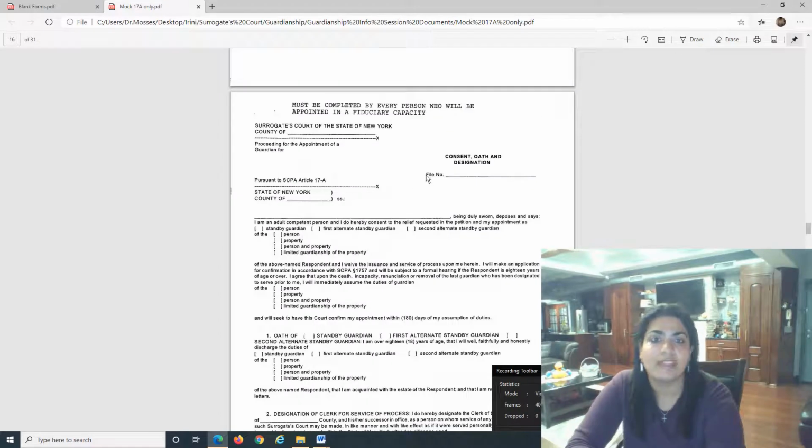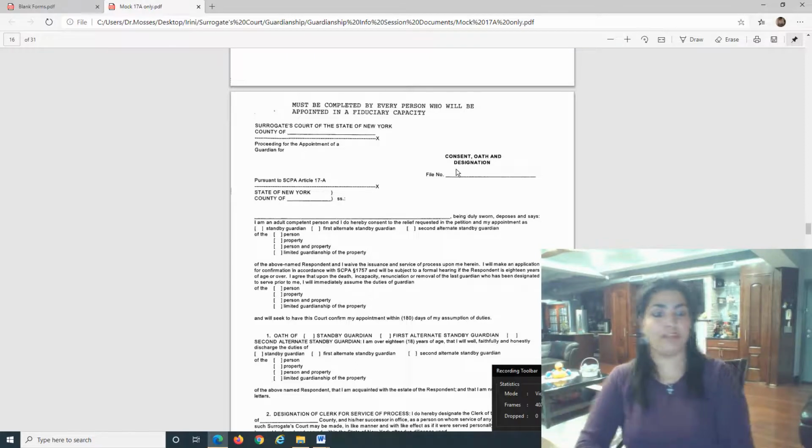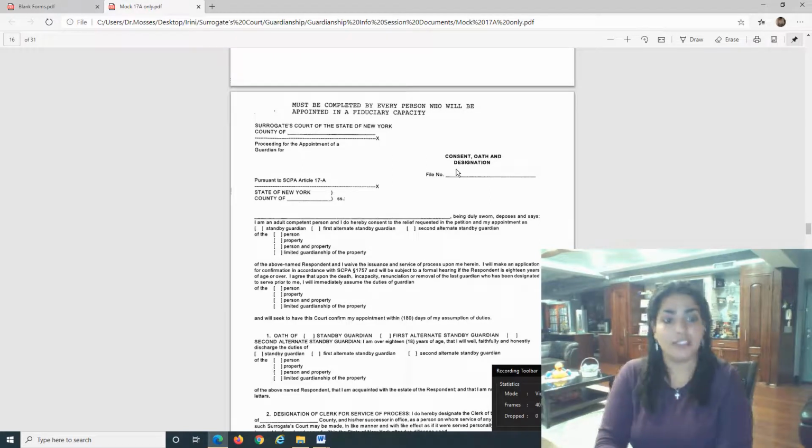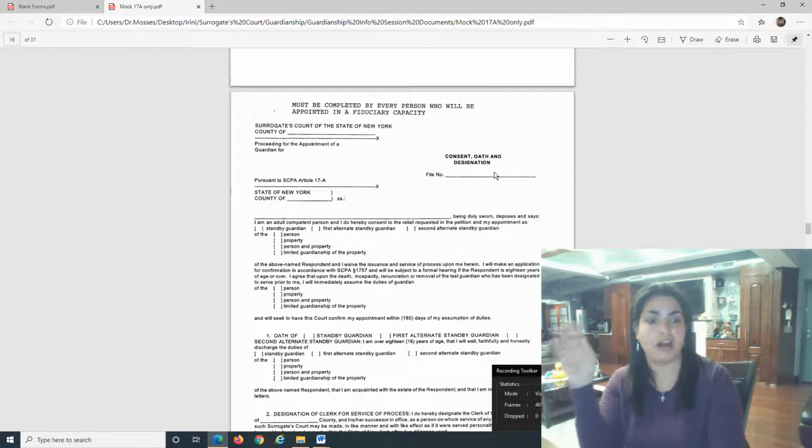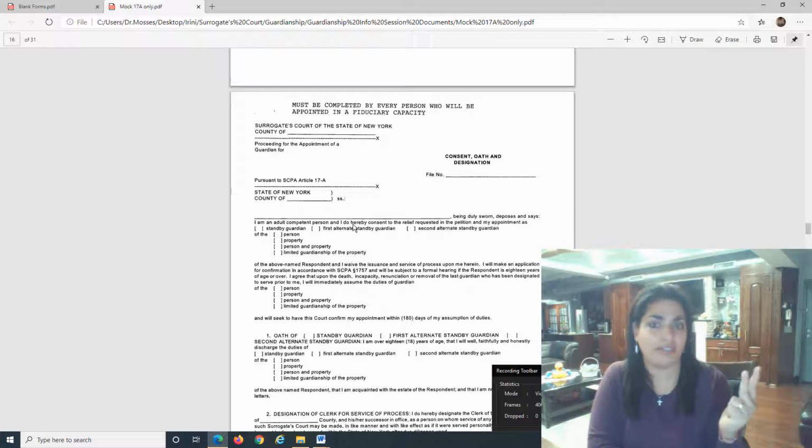Next, we have the consent, oath, and designation. So every person that is seeking a guardianship fiduciary status has to fill this in. The petitioners have already filled out the consent, oath, and designation on the original petition. It was one of the last pages on that petition. So now who fills this out? It's your standby, your first alternate, and your second alternate. Anybody who is consenting to become a fiduciary completes this page.